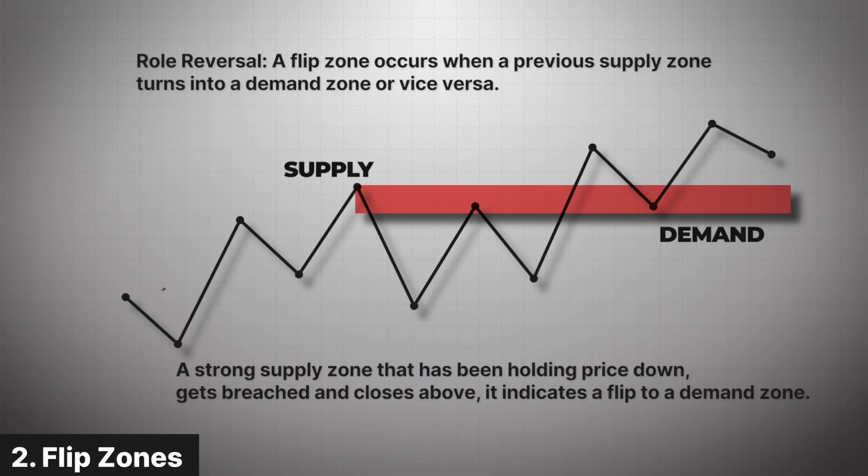For example, let's say you have a strong supply zone that's been holding price down for a while, but then suddenly price rips through that level and closes above it. That's a pretty good indication that the zone has flipped from supply to demand and could now act as a support level for future pullbacks.